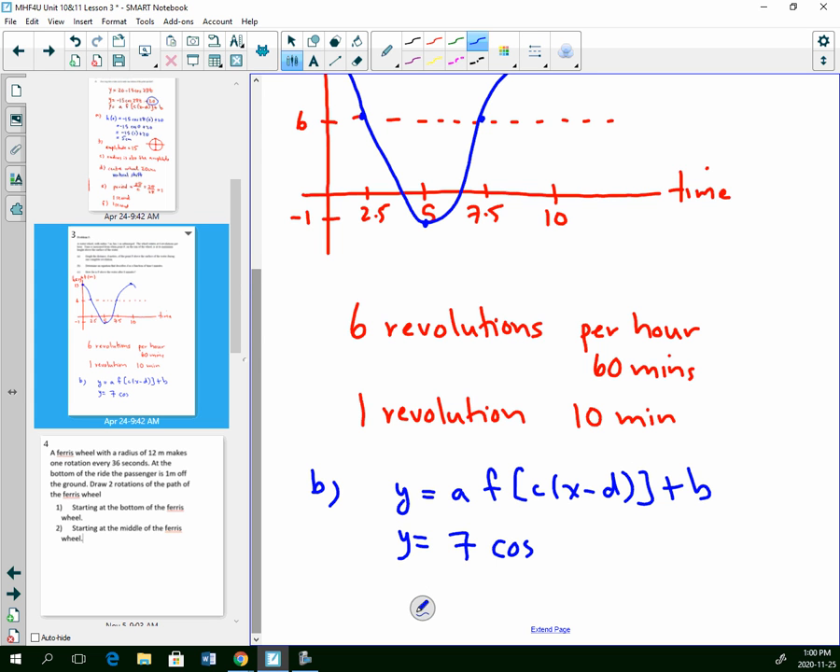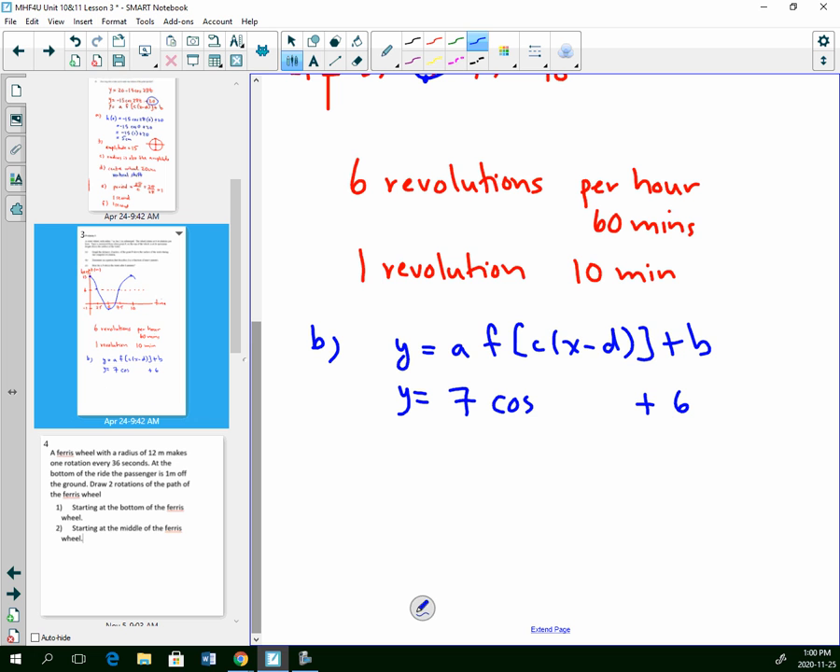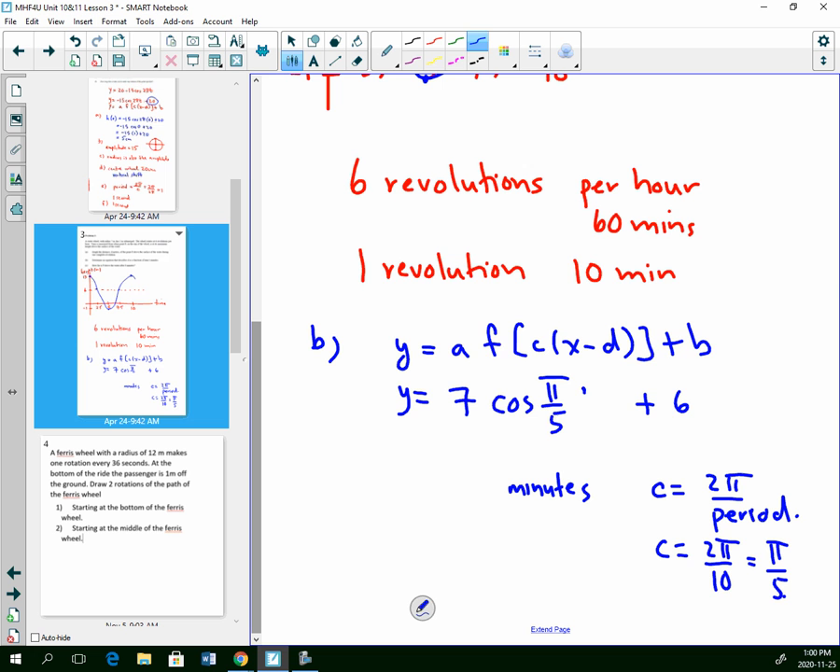And then the vertical shift is up 6. Remember, that's the middle, not the bottom. A lot of times I have some students write the bottom, but it's actually the middle, right? The vertical shift. And then C, I'll do it 2 ways. C is 2 pi divided by the period. So if we do it in minutes, as I did the graph, then it was 10 minutes. So that reduces to pi over 5. Okay, so I'll just say 7 cosine pi over 5 t plus 6.